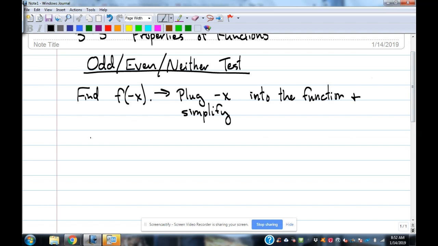If f of negative x is back to the original, that's exactly the same. That's what that statement says, is that when I plug in a negative x, I get the original problem back. That's what that notation says. If I get the original problem back, f of x is even.